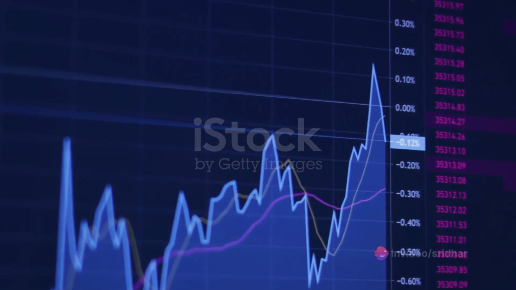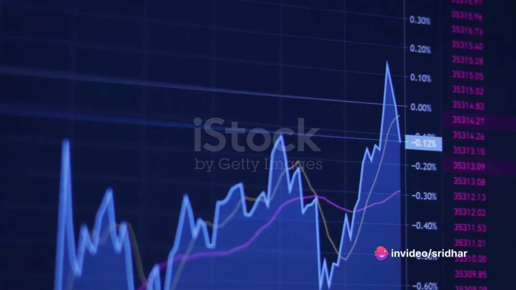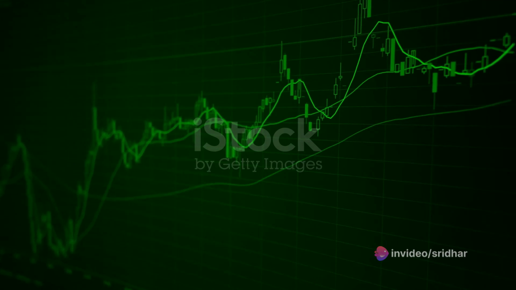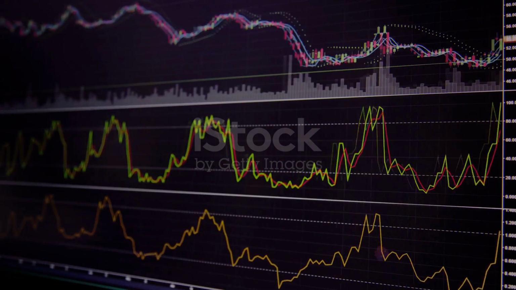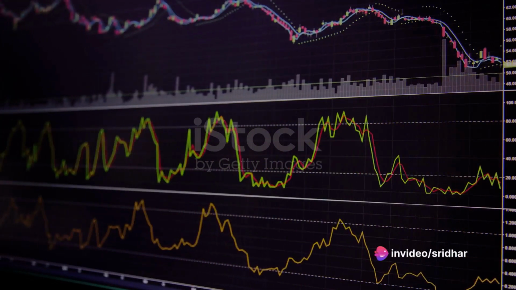To start using a trend line, find at least 2 significant points on a chart. These could be peaks or valleys, depending on whether you're charting an uptrend or a downtrend. Once you have these points, draw a straight line that connects them. This is your trend line, and it gives you a visual representation of the trend's direction.